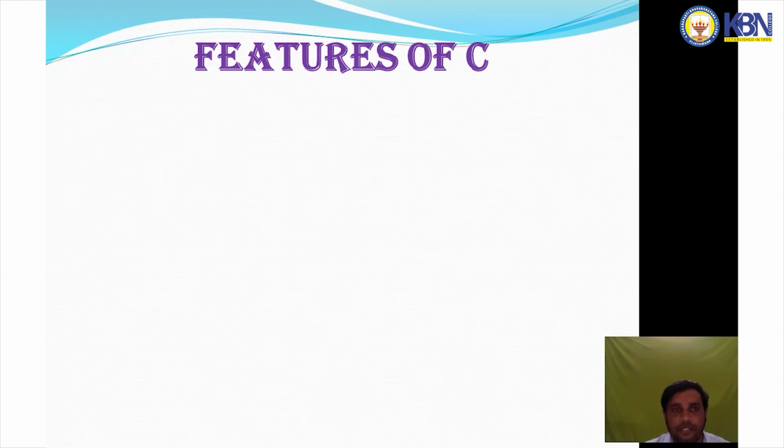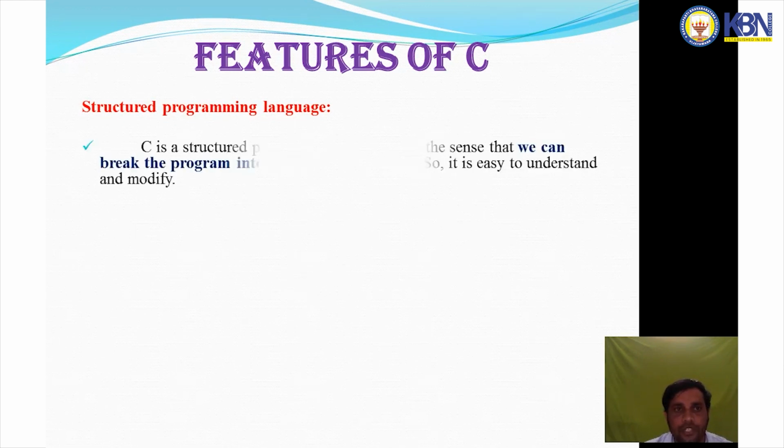The next slide is structured programming language. In the previous slide, C was also described as a structured programming language and a function-oriented programming language. So what does structure-oriented programming language mean? We can break the programs into a number of functions. It is easy to understand and easy to modify the given programs. That's why it is a structured programming language.